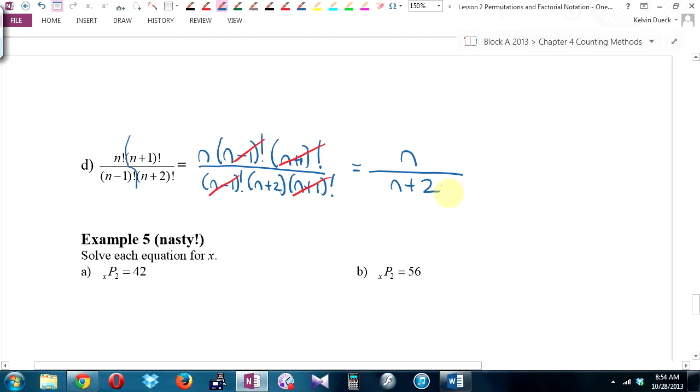Mr. Dueck, what's the point? Why do we do this? Remember, we said that for factorials, we couldn't go bigger than 70. This is another workaround on your calculator. If I'd given you that question in D and said evaluate it for n equals 80, your calculators would all crash if you tried the factorial notation.